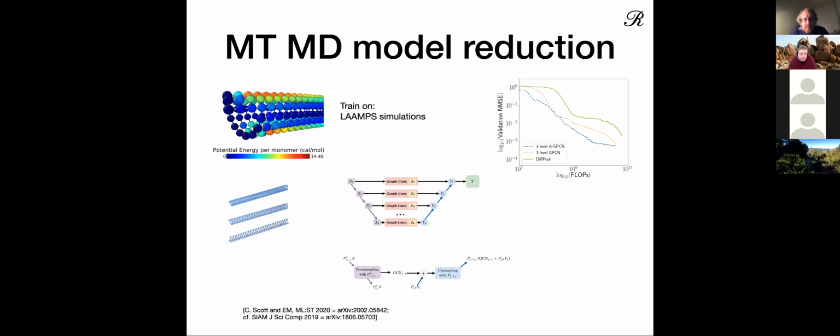So you can see the little colored picture there that shows blue along the sides where there isn't much stress energy, but there's stretching at the top and compression at the bottom. And so those tubulins get a little hot looking. And so how could this be a machine learning problem?